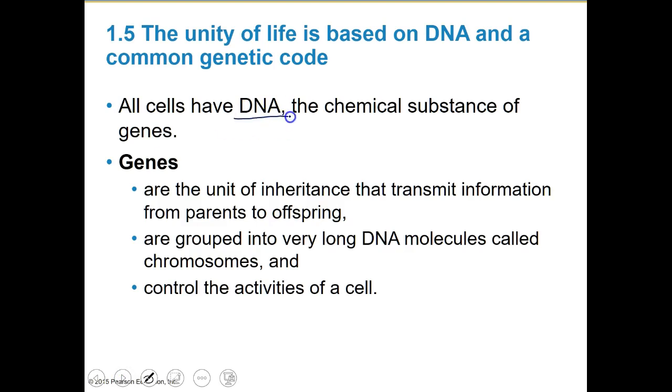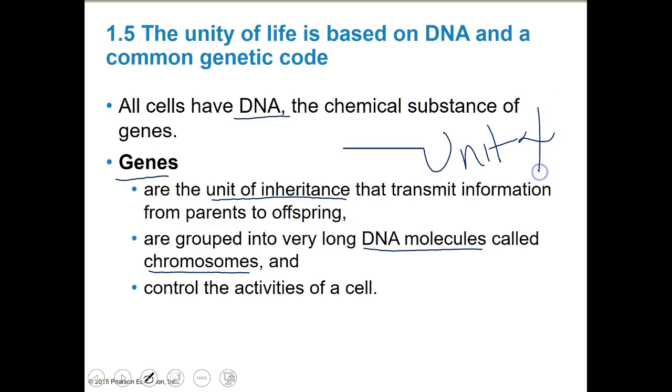So all cells have DNA, and that's the chemical substance of genes. Genes are these kind of units of inheritance, and they transmit information. They're grouped in these really long segments of DNA, and when DNA kind of comes together, it'll be a chromosome. Again, this part, though, will be our Unit 4. We will get to talk about genes in much more detail. But if you just know that they're the unit of inheritance, that's a great start.